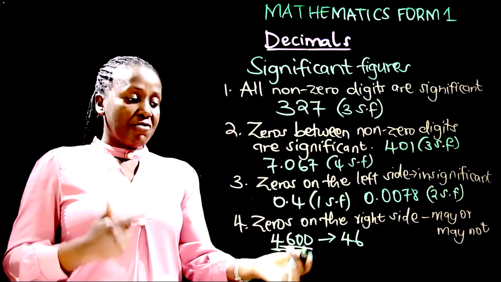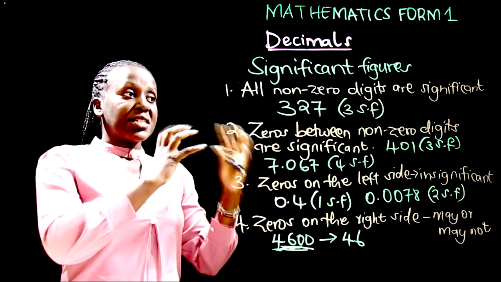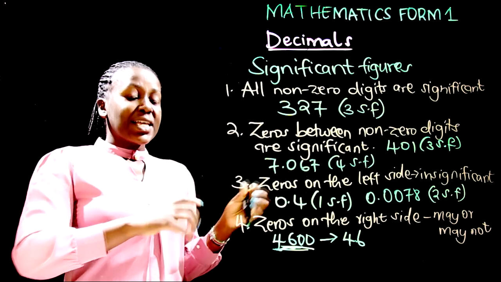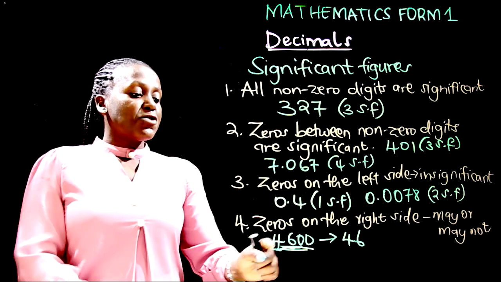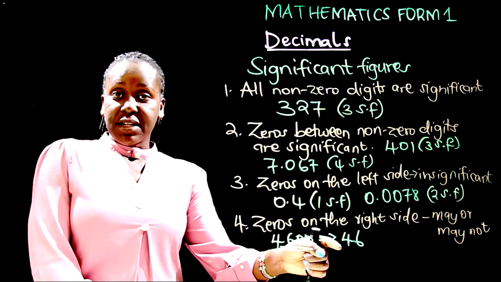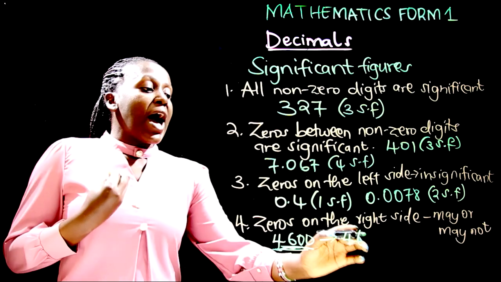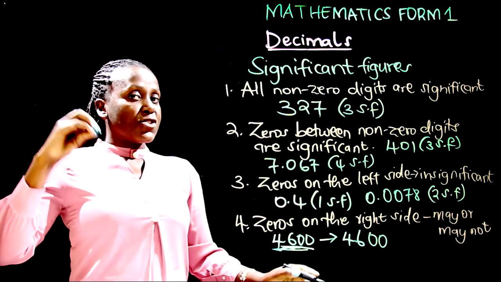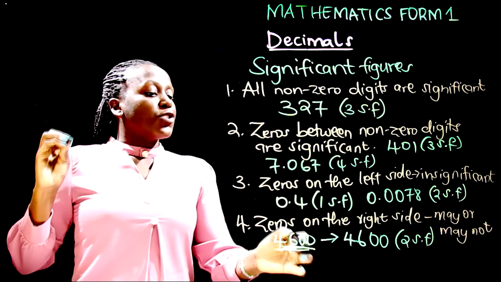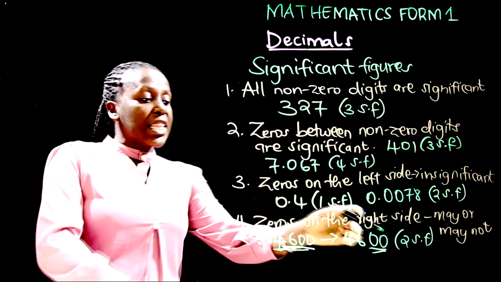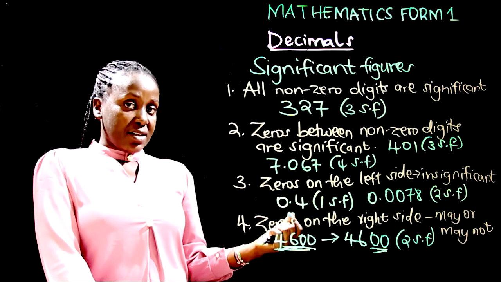So if I write 46, I will have not represented the value of the original number. I will have lost the value of the original number, because remember, writing numbers correct to a certain number of significant figures is a method of approximation. So does it make sense to approximate 4,600 to 46? It doesn't make sense. So to ensure that the number does not lose its value, I will add the two zeros. But remember, the instruction was to write this number correct to two significant figures. So these two zeros here are there in the number for the value, not as significant figures.